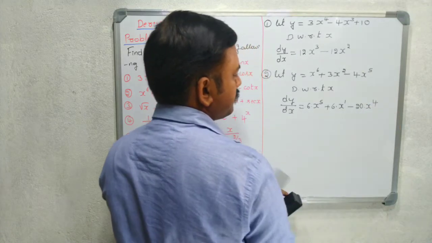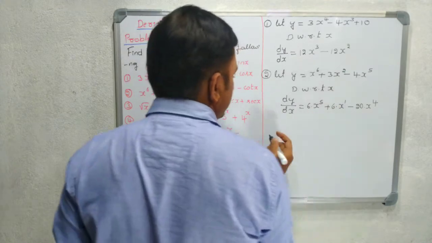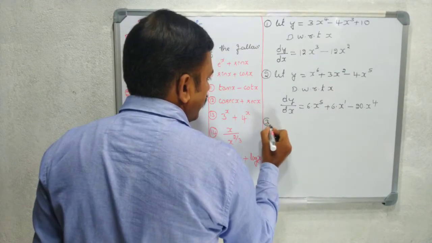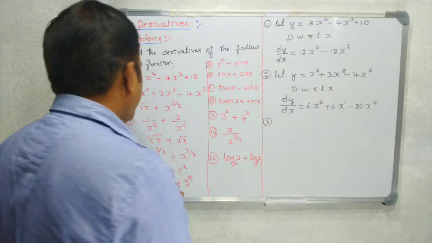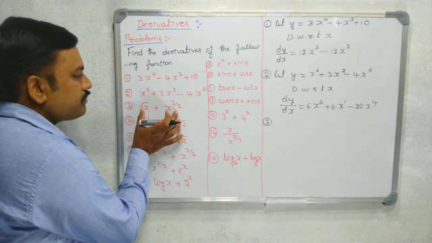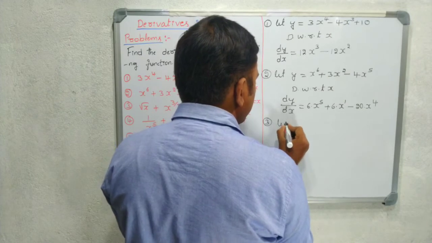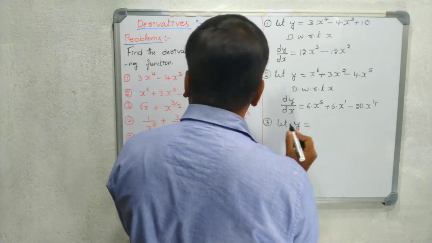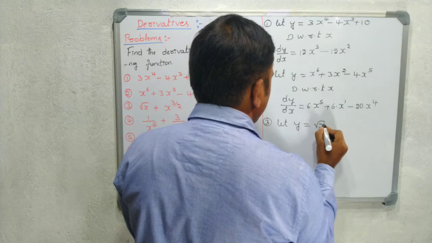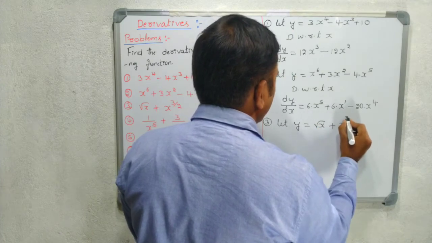Is it clear? Hence the result. Next I move on to the third one. The third problem is root x plus x to the power of 3 by 2. Again same concept, let us take that as y. Let y is equal to root x plus x to the power of 3 by 2.